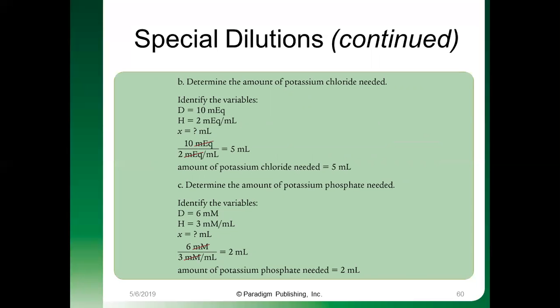potassium chloride. So we want 10 mEq. Our concentration is 2 mEq per mL. So 10 divided by 2 is 5 mL. So we have 5 mL of potassium chloride that we need to withdraw.